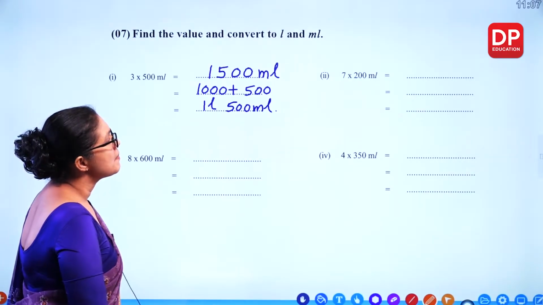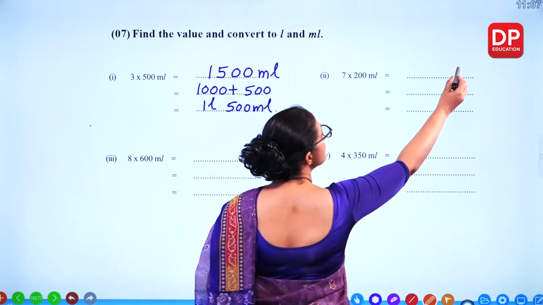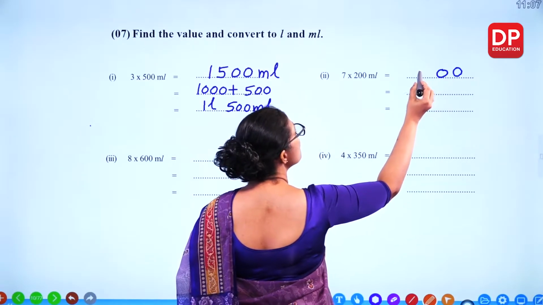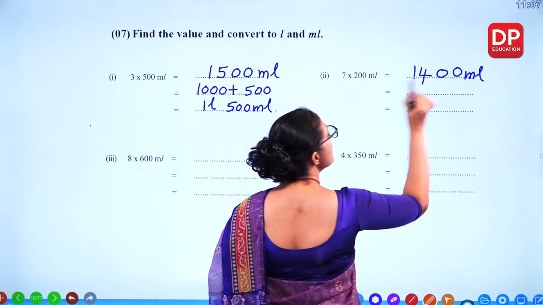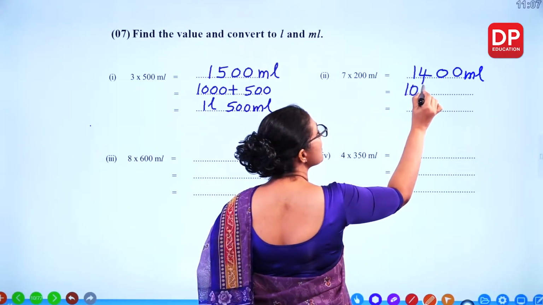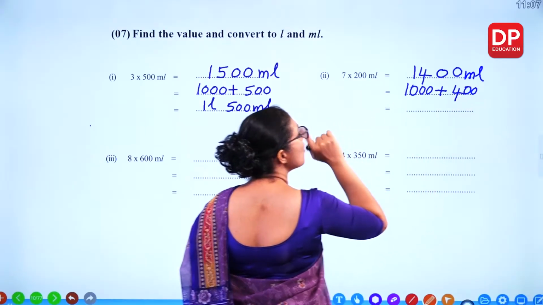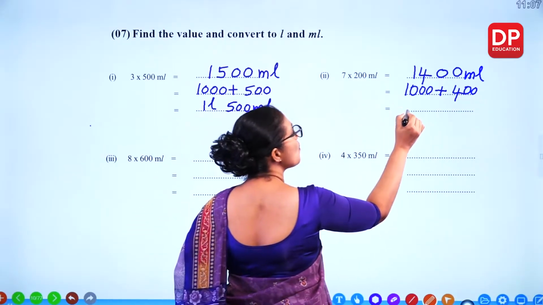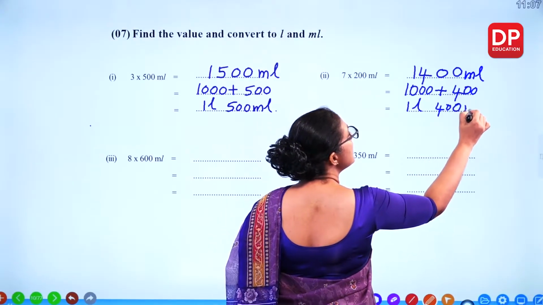Now multiply this by 7. 7 times 200. 0, 0. 7 times 2, that's 14. So 1400 milliliters. Now split this into 1000 plus 400. Now 1000 milliliters means 1 liter and 400 milliliters.